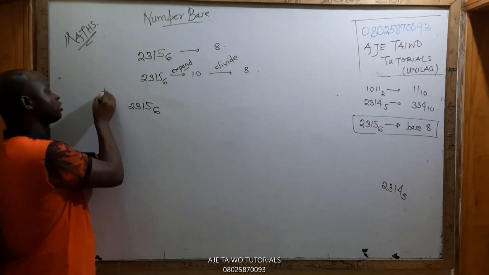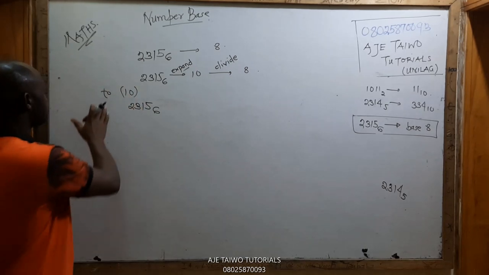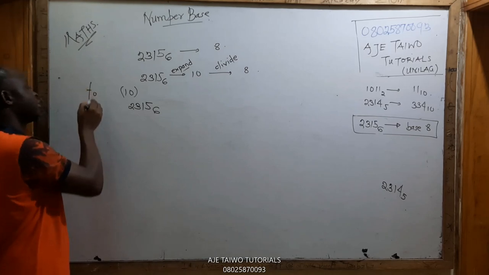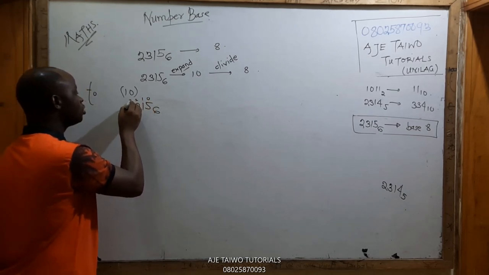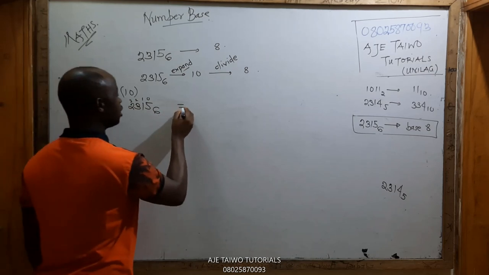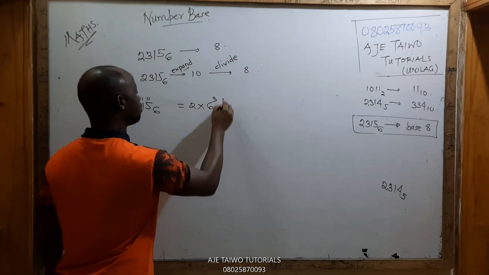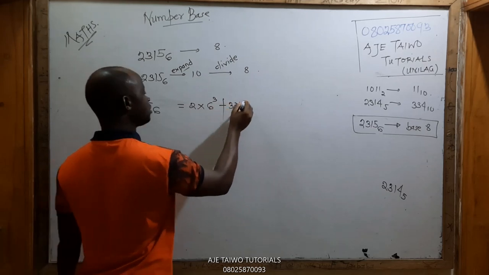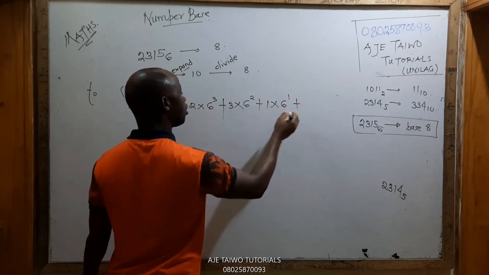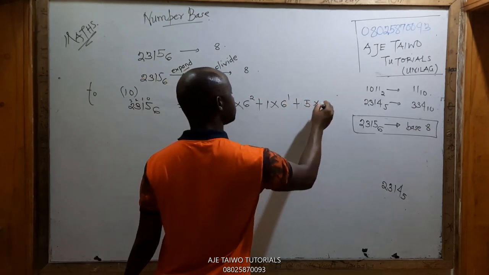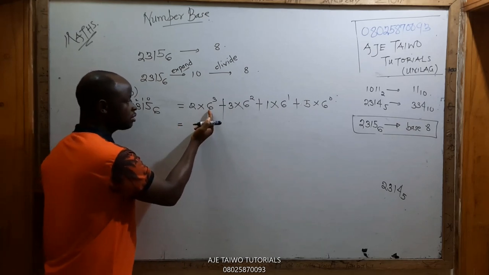Let's go to base 10 first and let's see what happens. So what do you have? 0, 1, 2, 3. So you have 2 times 6 raised to 3, plus 3 times 6 raised to 2, plus 1 times 6 raised to 1, plus 5 times 6 raised to 0.